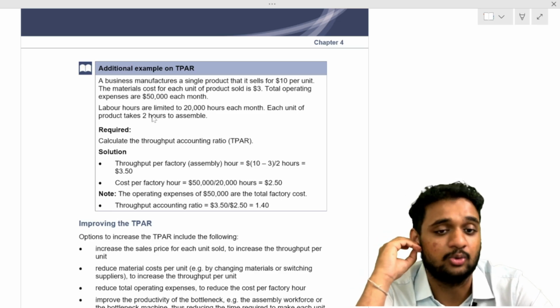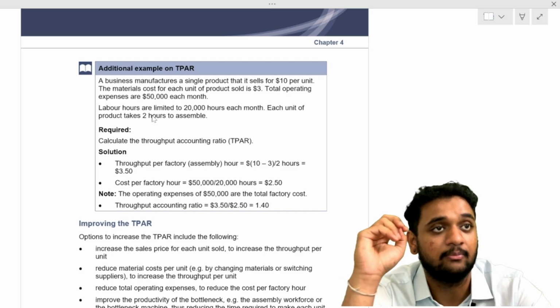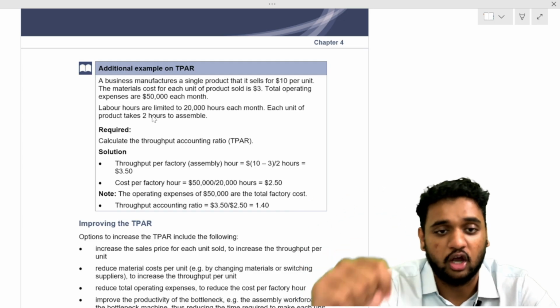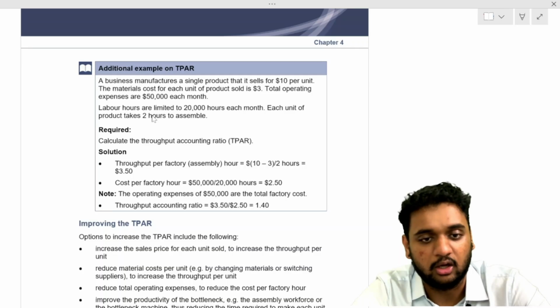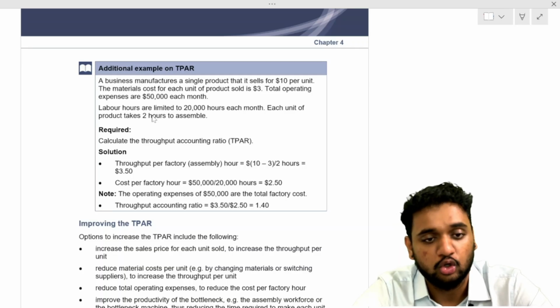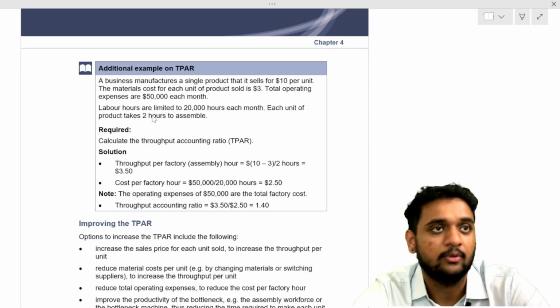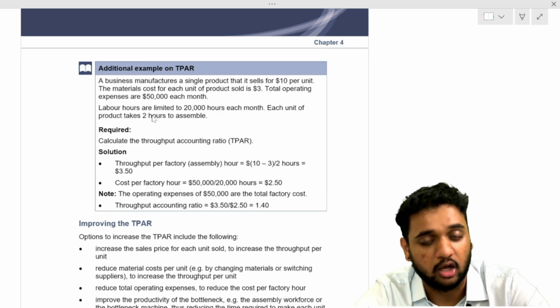Divided by cost per hour. How will you find the cost per hour? Total cost divided by total bottleneck hours. What is the total cost? 50,000 divided by 20,000. You'll get how much? 2.5. 3.5 divided by 2.5, you will get 1.4. 1.4 is your throughput accounting ratio.